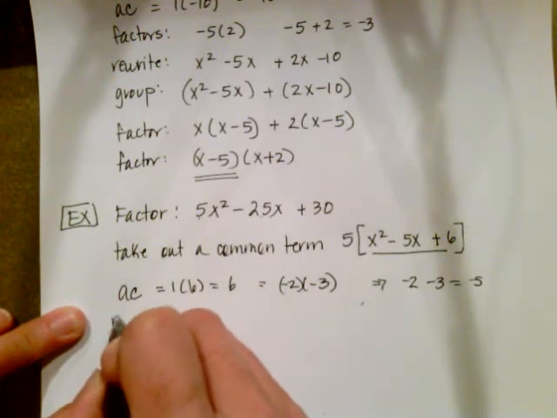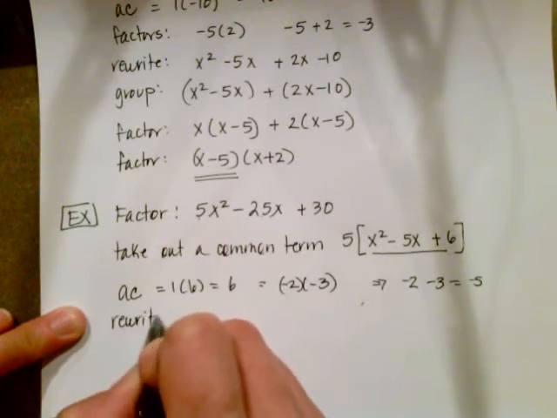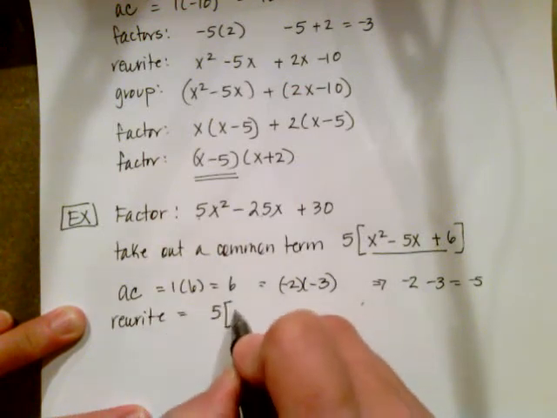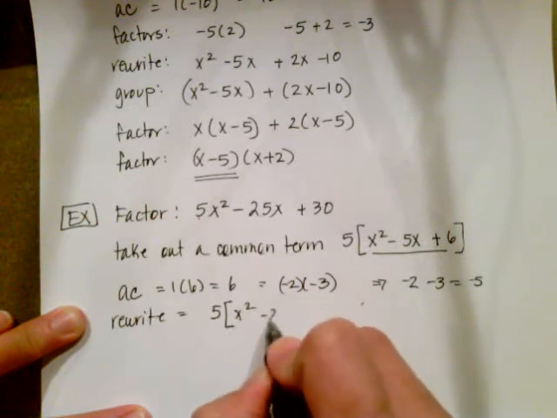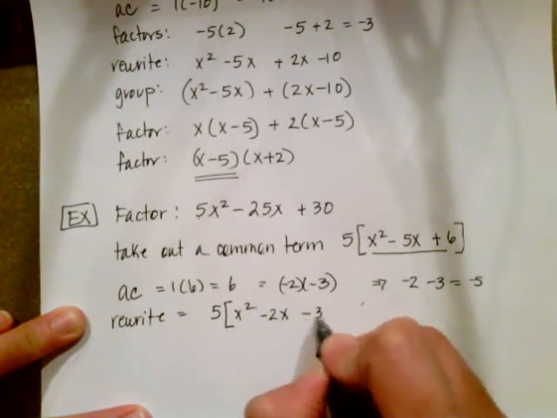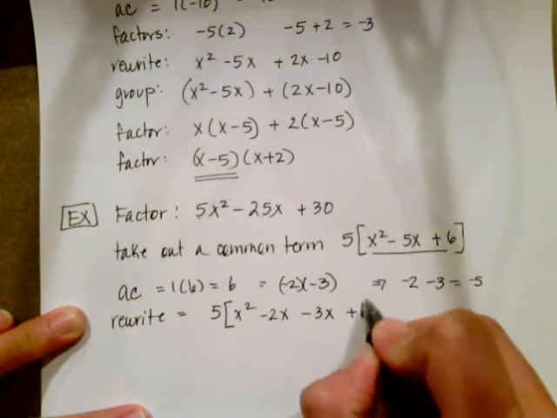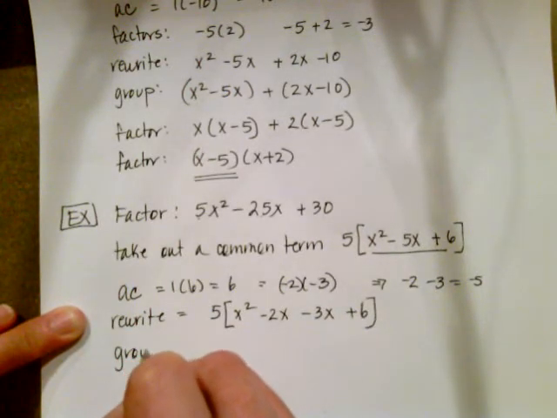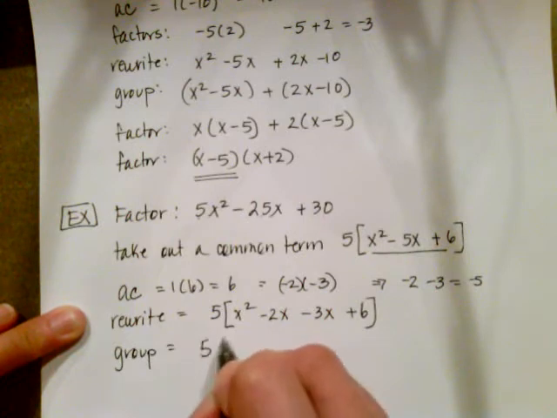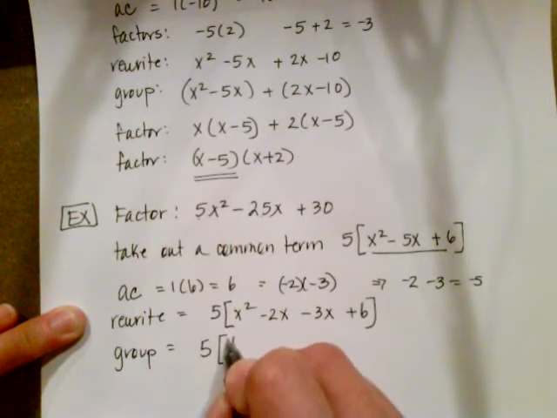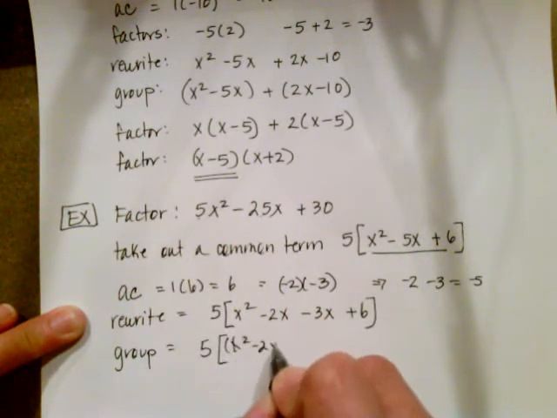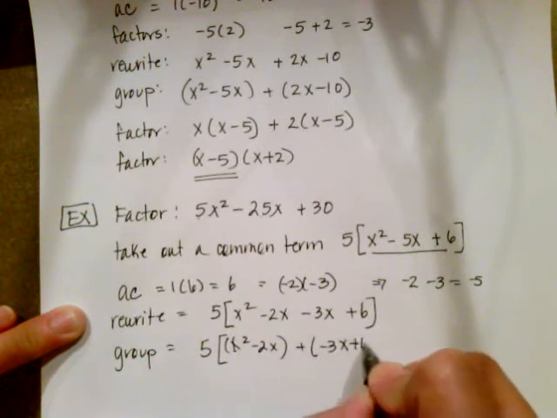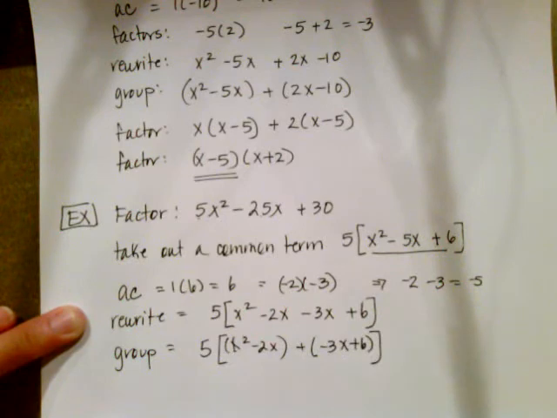Now I'm going to rewrite, and I'm still carrying that 5 around. Okay, so it's going to be x squared minus 2x minus 3x plus 6. Then I'm going to group, and I'm still carrying that 5. I'm going to do x squared minus 2x, and then add my minus 3x plus 6. Okay.